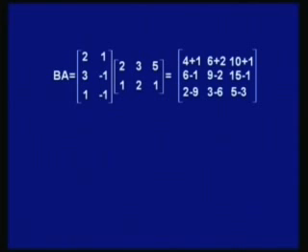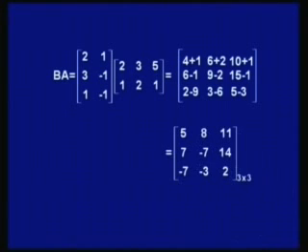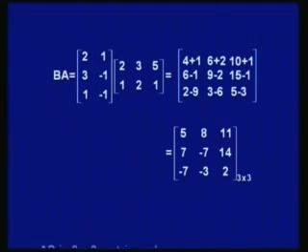So while AB is a 2 by 2 matrix, BA is a 3 by 3 matrix, and since the orders of AB and BA are not the same, there is no question that AB is equal to BA. They cannot be equated. So although product AB is possible, and product BA is also possible, they are not the same.